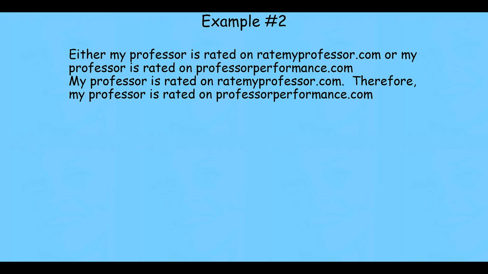Let's take a look at an example of an argument that's a propositional argument and see how our counterexample method works in that case. Suppose we have the following argument. Either my professor is rated on ratemyprofessor.com or my professor is rated on professorperformance.com. My professor is rated on ratemyprofessor.com, therefore my professor is rated on professorperformance.com.